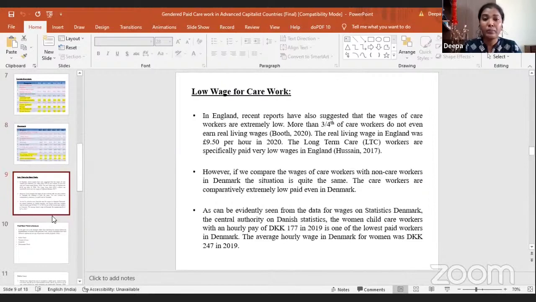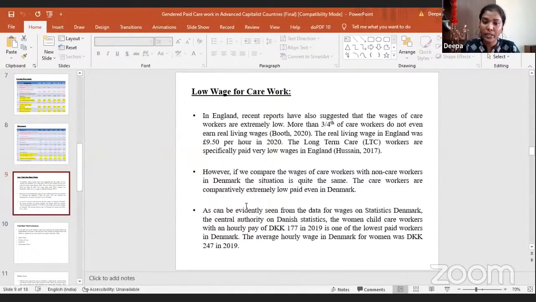So mainly, the care work sector is low paid. In England, recent reports also suggest that the wages of care work are extremely low, especially for certain kinds of care work, such as long-term care work, where you take care of the elderly for a longer period of time. It is specifically paid very low in England.